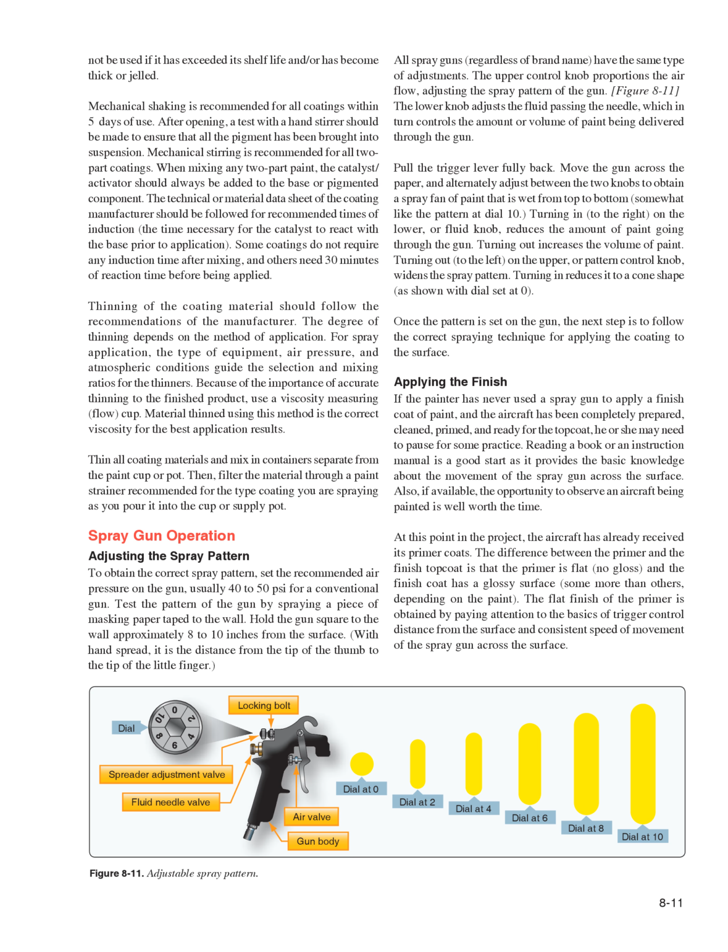At this point in the project, the aircraft has already received its primer coats. The difference between the primer and the finished top coat is that the primer is flat, no gloss, and the finish coat has a glossy surface, some more than others, depending on the paint. The flat finish of the primer is obtained by paying attention to the basics of trigger control, distance from the surface, and consistent speed of movement of the spray gun across the surface.